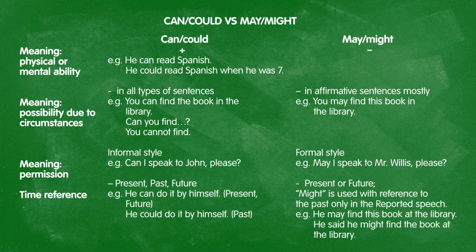For example, he may find this book at the library, or he said he might find this book at the library. And if we're using perfect tenses, may, or its past form, might, and could are equivalent. In the perfect tense, might and could are the same. Usually in the phrase, might and could have done. And this indicates that the action wasn't completed or realized in the past.